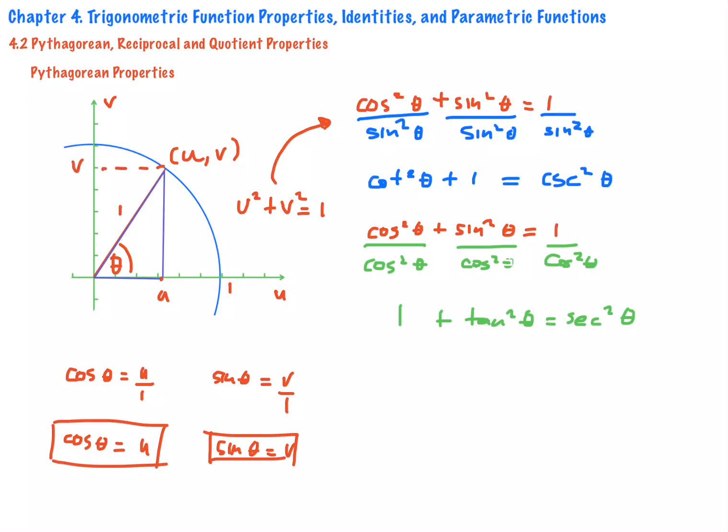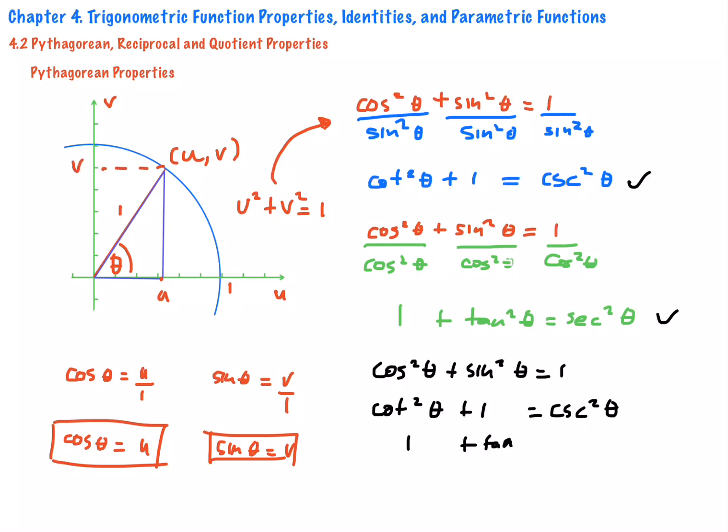So I'm going to write it back for us. That will be cos square theta plus sin square theta equal to 1. We have also this, which is cotangent square theta plus 1 equal with cosecant square theta. And then the last is 1 plus tangent square theta equal with secant square theta.